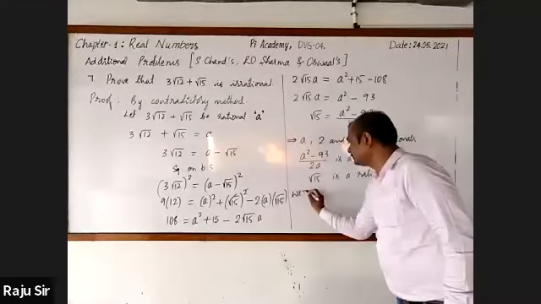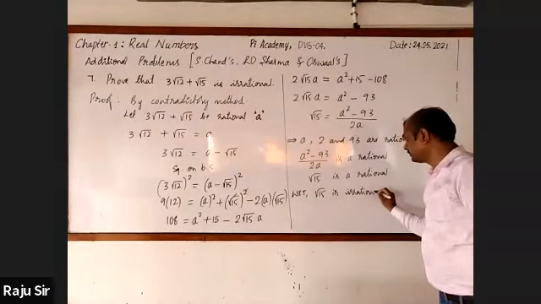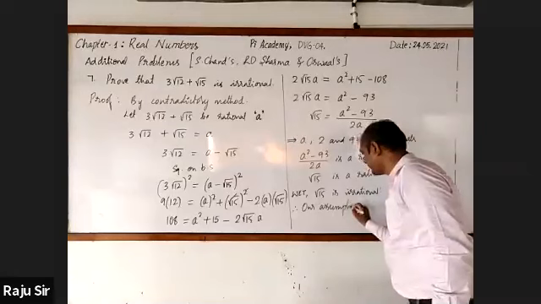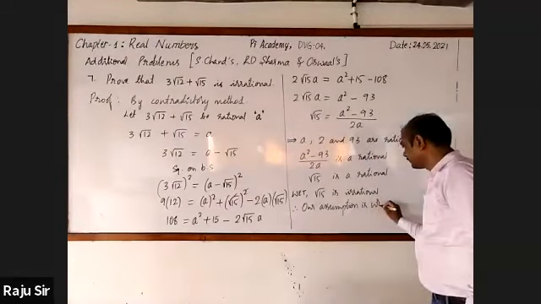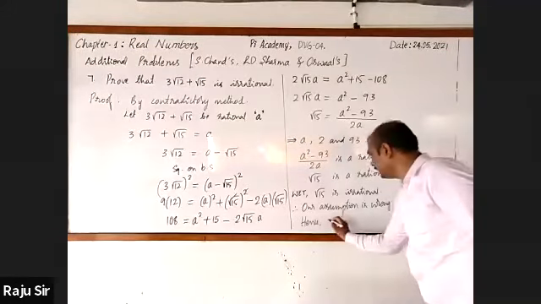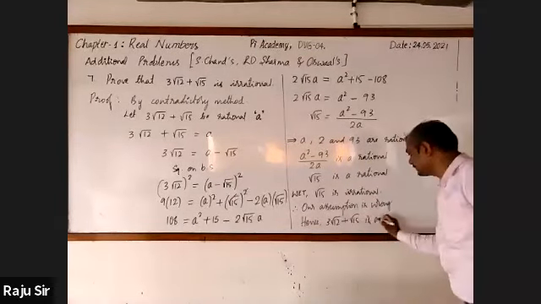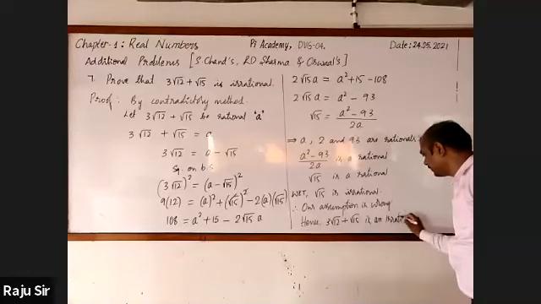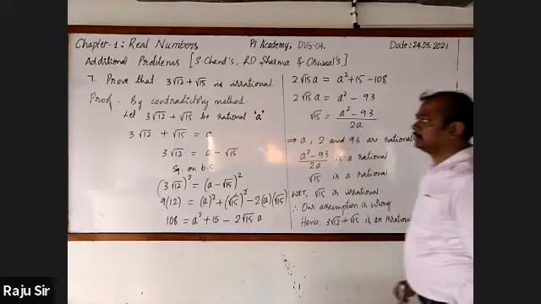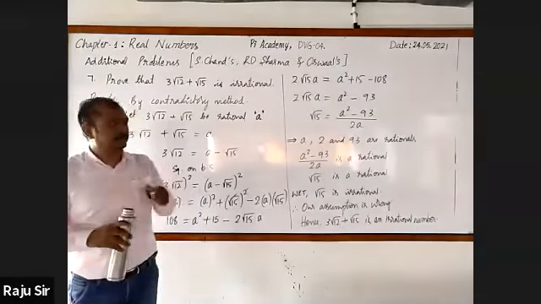We know that root 15 is irrational. Therefore, our assumption is wrong. Hence, 3 into root 12 plus root 15 is an irrational number. Please do copy that completely.